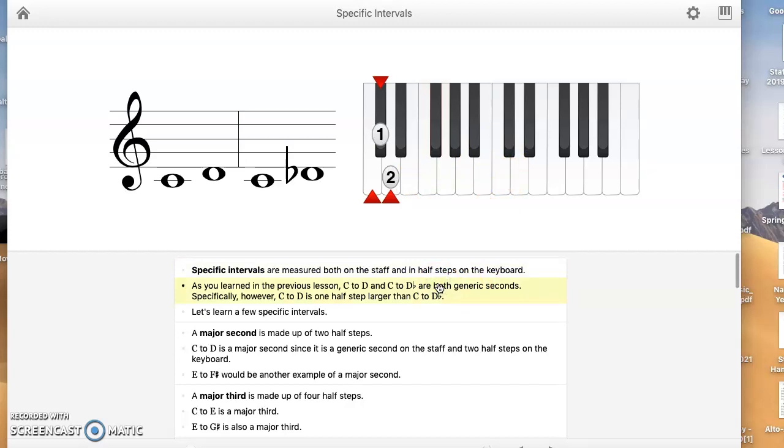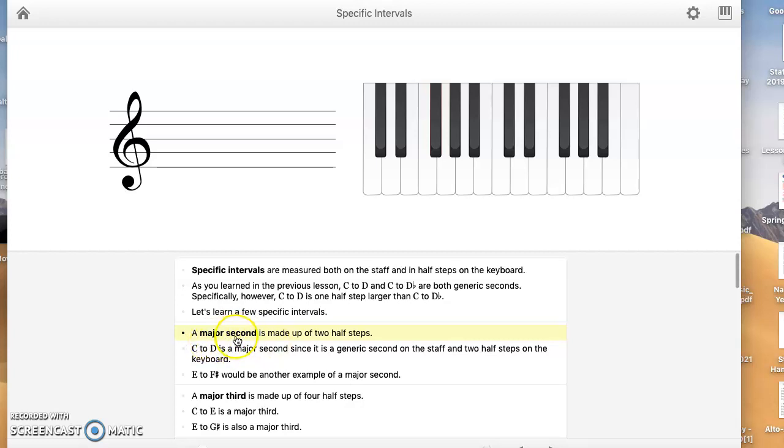As you learned in the previous lesson, from C to D on the staff, C to D and C to D flat are both generic seconds. Specifically, however, C to D is a half step larger than C to D flat, right? So here's how we tell those apart. We're going to talk about major intervals right now. There are two kinds, major and minor.